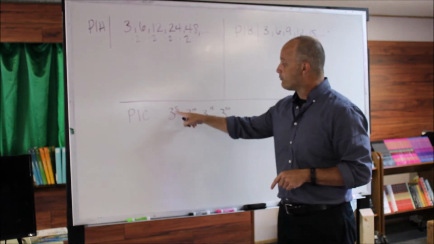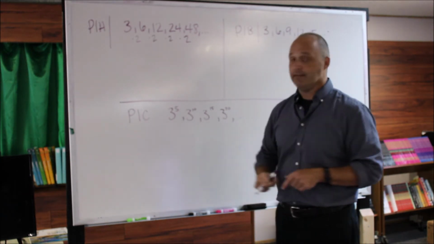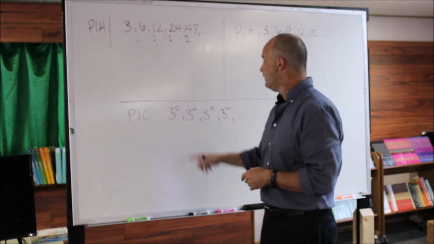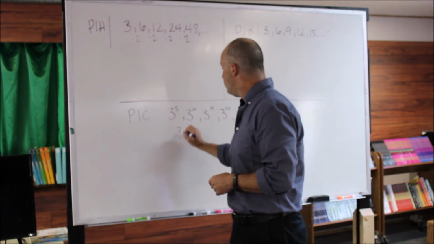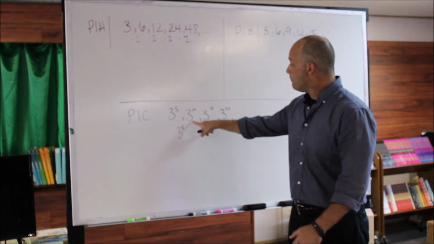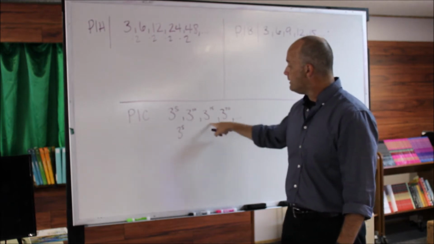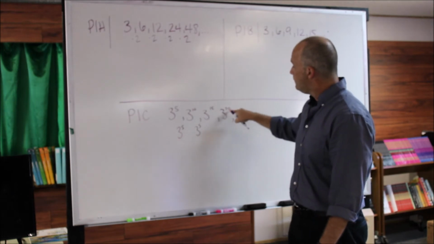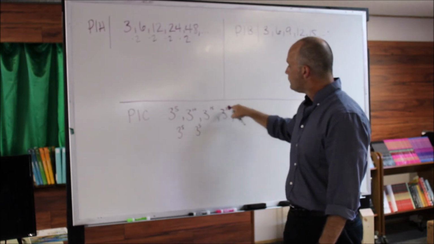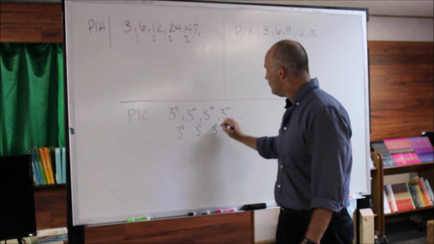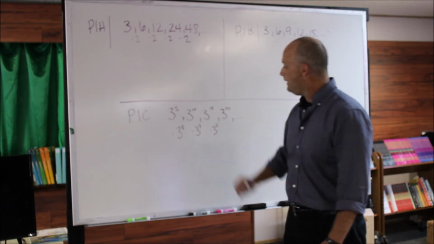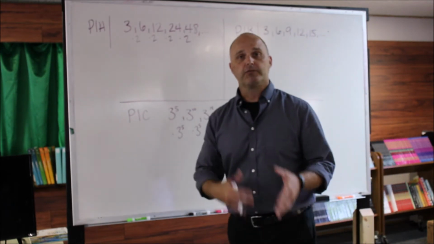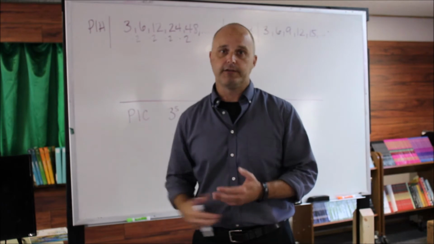What do we multiply 3 to the 5th by to get to 3 to the 10th? Remember that when we multiply like bases, we add exponents. So to get from 5 to 10, we multiply by 3 to the 5th. To get from 3 to the 10th to 3 to the 15th, again like bases, we multiply by 3 to the 5th. From 3 to the 15th to 3 to the 20th, again like bases, we add 5 to the exponent. So again, we're multiplying by 3 to the 5th. So yes, this one is a geometric sequence because we're multiplying by the same thing every single time.